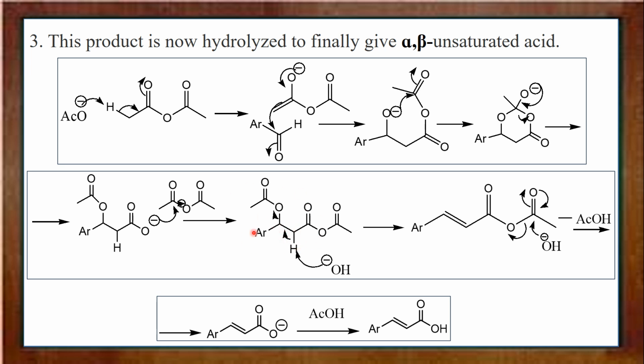After the E2 elimination, we have an unsaturated acid anhydride. Now we are once again hydrolyzing this anhydride part with the same hydroxide base. This hydroxide attacks here and it goes out as acetic acid, and on this side we have O minus. That acetic acid gives up a proton to this carboxylate ion to form the alpha beta unsaturated acid.